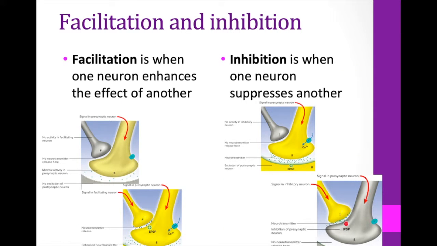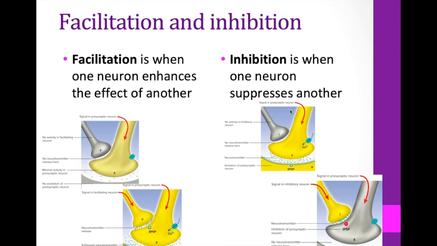So an EPSP that is excitatory is going to facilitate a neuron. Facilitation is when it actually helps another neuron increase its effect. So in this image, here's my facilitator, and then here's my presynaptic neuron. In this, the presynaptic neuron is firing, but it's having a small effect. In this one, when I turn on the facilitator, it's going to create an EPSP that is going to increase the effect of this neuron.